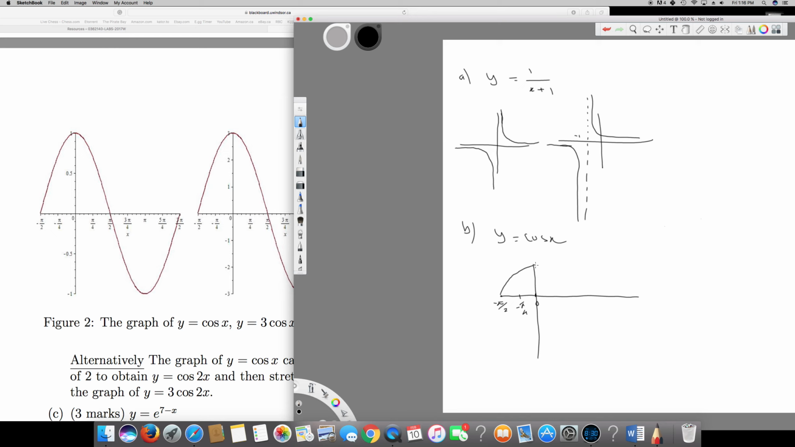If I connect this, it's going to be like this, and then it crosses the x-axis at π/2, because at π/2 it's 0 again. Then it's going to go down and meet negative 1 at π. If you look at the graph, π is horizontal, right? So when it's 0 it's 1, when it's π it's going to be negative 1.